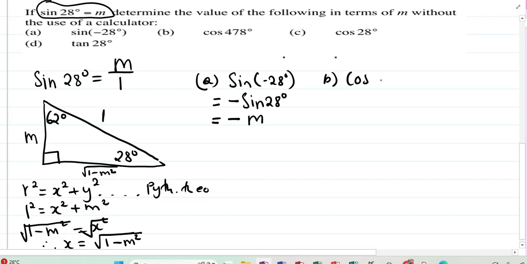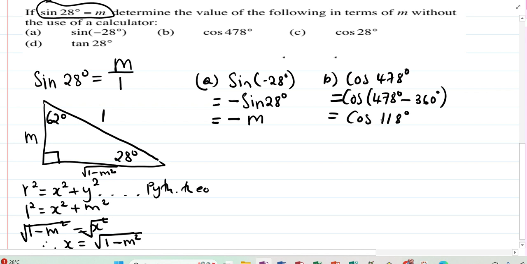B is the cosine of 478. What I often advise people to do whenever they come across an angle above 360 degrees is to subtract 360 from that 478 until they get a number between 0 and 360. So let's see what happens when you subtract 360. We get cosine of 118. Now 118, is it in this diagram? Of course not. So what do you need to do?